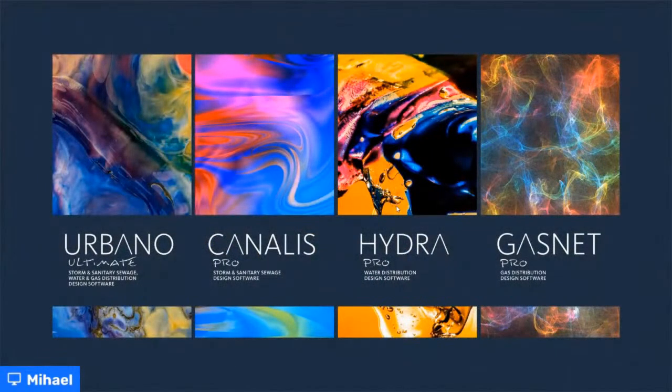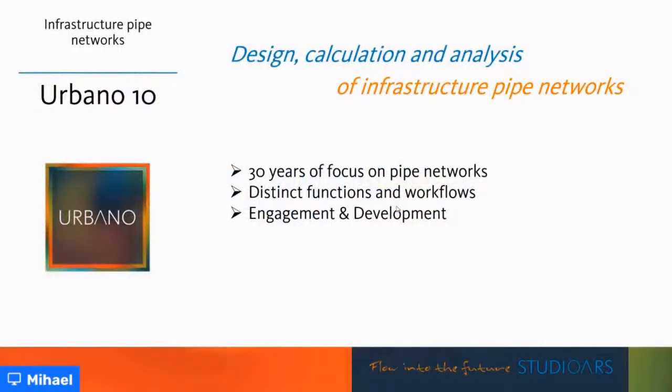So, Studio Ars develops several software for infrastructure pipe networks. This is Urbano Ultimate, it's a full package. Then Urbano Canalis for sewage, Urbano Hydra for water, and Urbano Gasnet for gas distribution systems. Today we'll be focusing on Urbano Hydra for water distribution design.